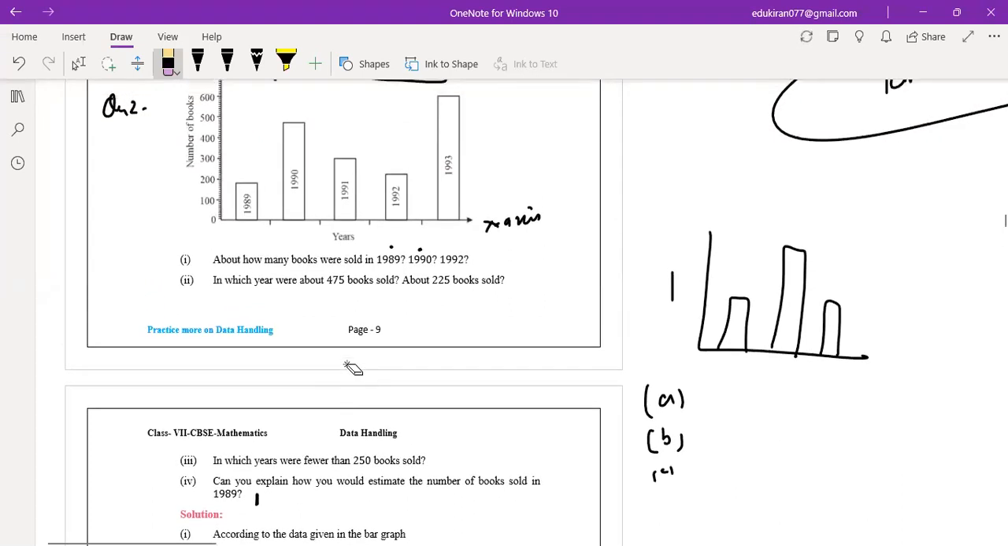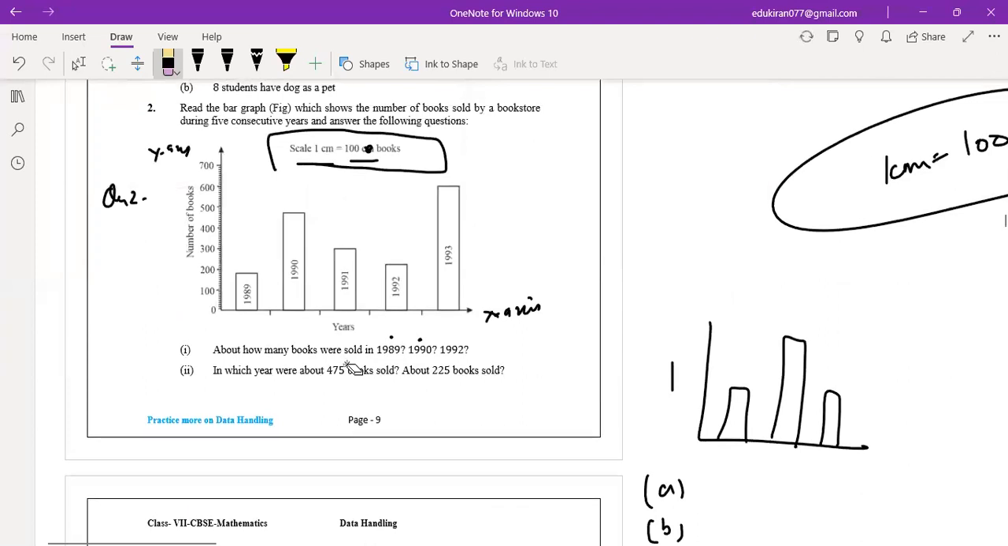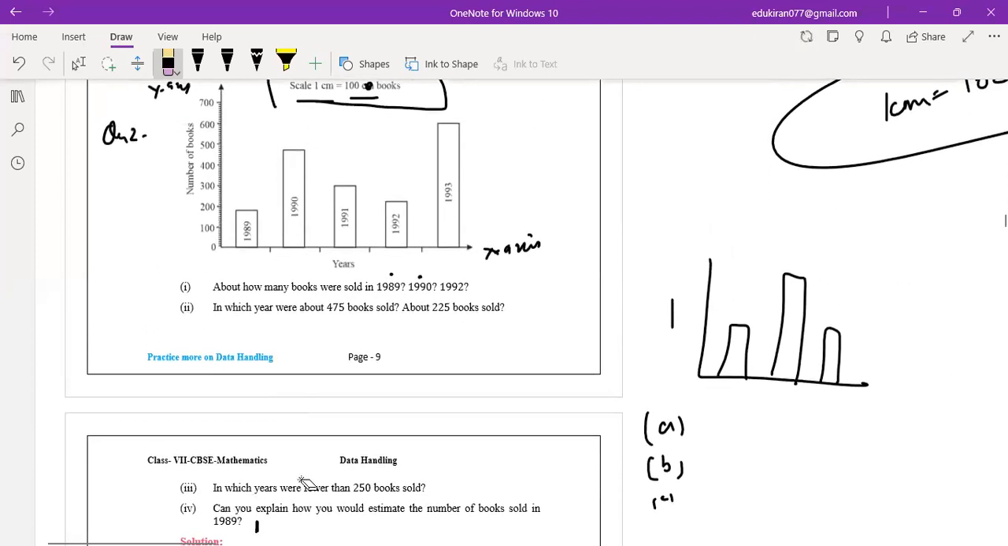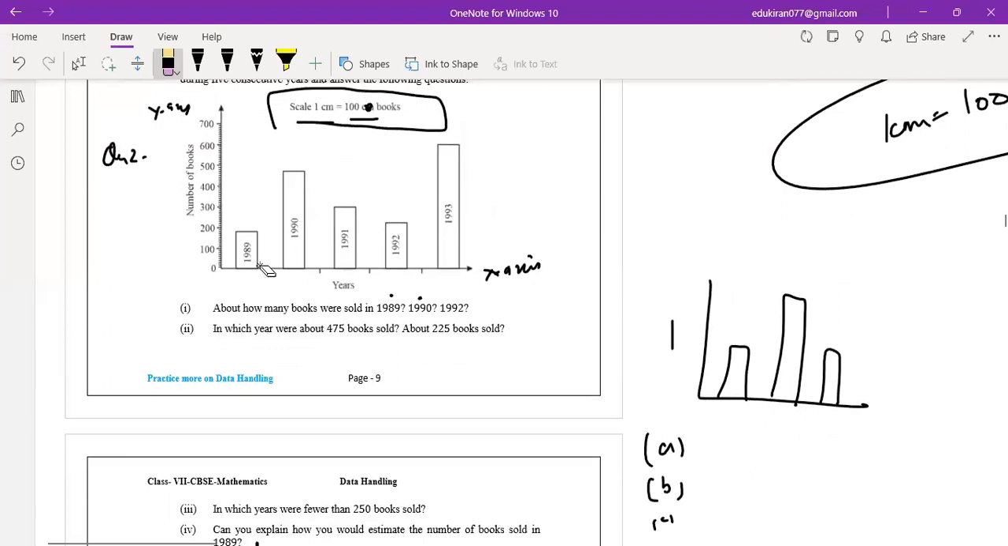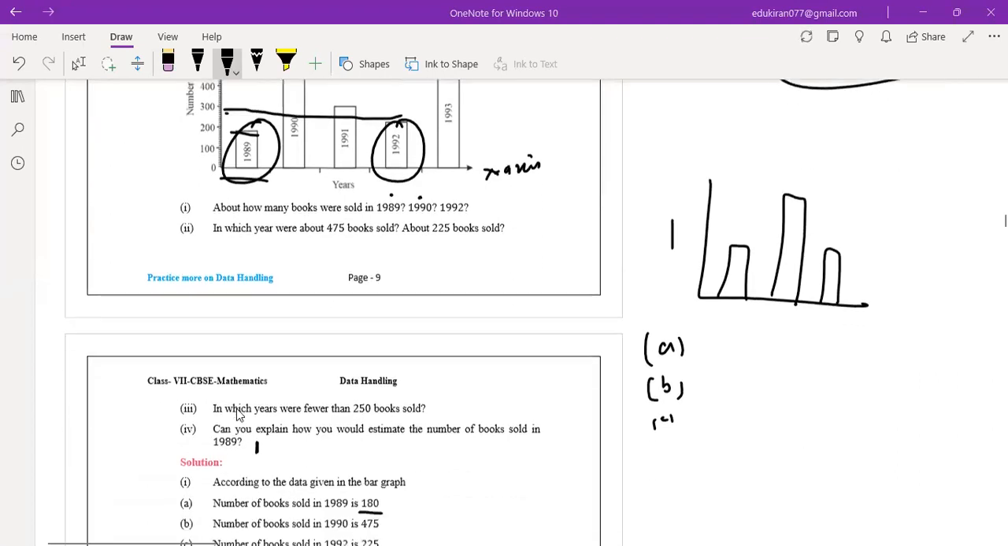Ma'am, the screen got stuck for me. Can you repeat? I was just talking about this one. In which year were fewer than 250 books sold? Ma'am, 1989 and 1990. See, 1989 is less, and 250 would be here, so this one is also less. So 1989 and 1992. Clear, Tashin? Yes, ma'am.